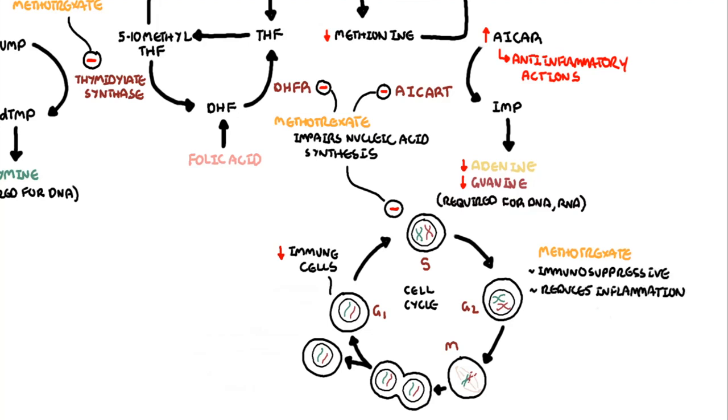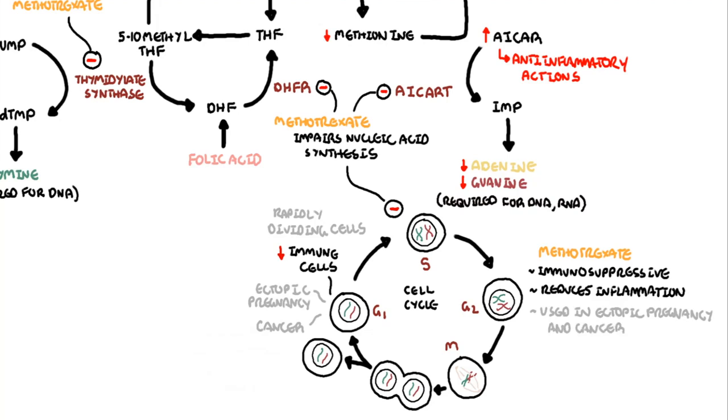Because methotrexate affects nucleic acid synthesis and inhibits the cell cycle from progressing to the S phase, methotrexate is also used in other conditions with rapidly dividing cells, such as ectopic pregnancy and malignancy, which both have cells dividing rapidly. Methotrexate is given as once weekly dosing, orally or subcutaneous. It can also be given intrathecal in cancer conditions.